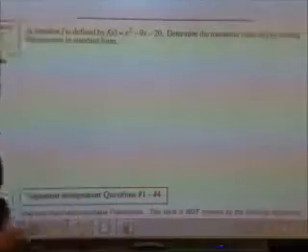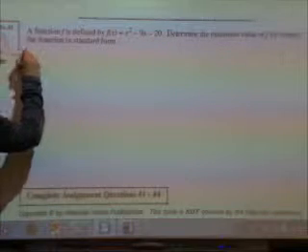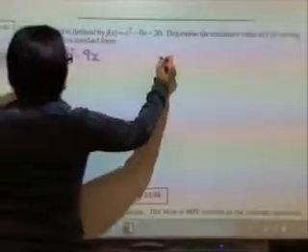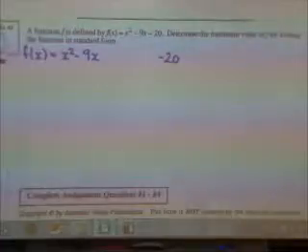So if I look at class example number 2, a function is defined by f of x equals x squared minus 9x minus 20. Determine the minimum value of f by writing the function in standard form. So when you're asked to write it in standard form, it means complete the square. So f of x equals x squared minus 9x, and then I leave a space and put my minus 20.